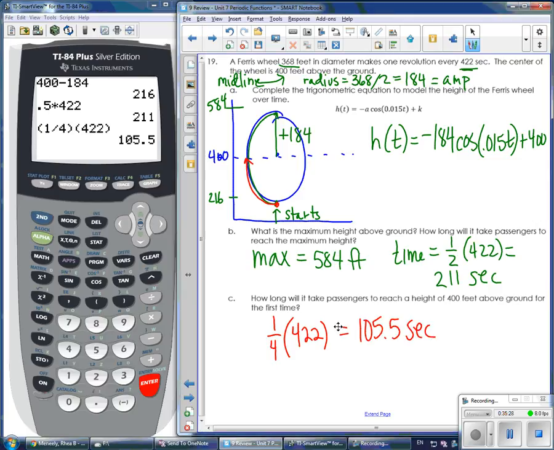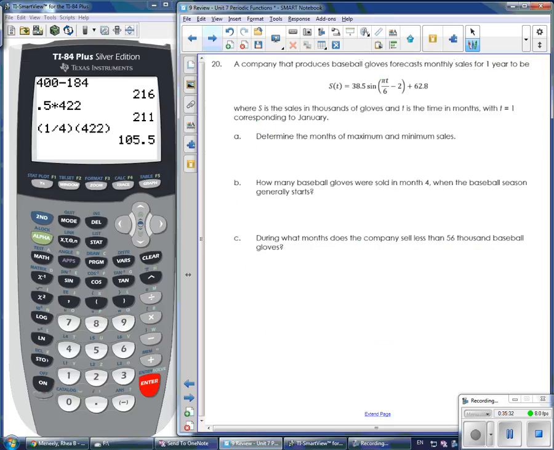All right. And then the very last question, number 20, is very similar to numbers 18 and 19. So I'm actually going to let you guys do number 20 on your own. This is, again, where you're going to want to graph the function. Let me give you window settings, though, to help you out. So you're going to want your x min to be 0. And let's see, we're looking at the monthly sales. So I believe we're going to be looking at 1 year.